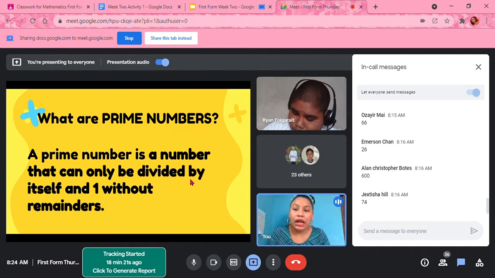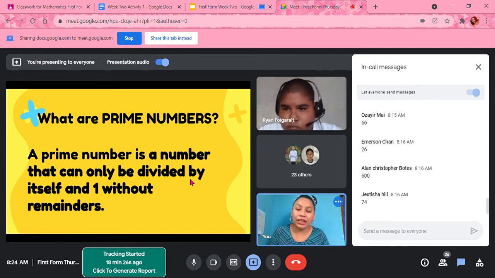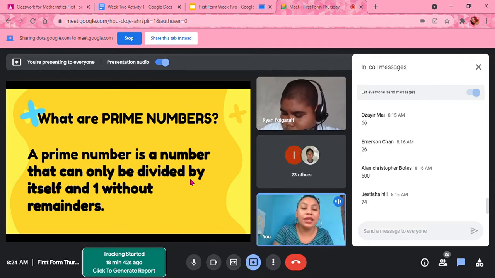Alright? So I'll repeat again. A prime number is a number that can only be divided by itself and 1 without remainder. And I give the example 2. 2 divided by 2 gives me 1, and that is an exact number. And 2 divided by 1 gives me 2, and that is an exact number. And there is no other number that I can divide 2 by that will not give me a remainder.